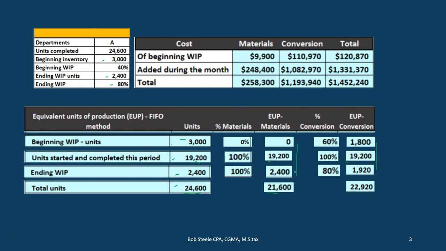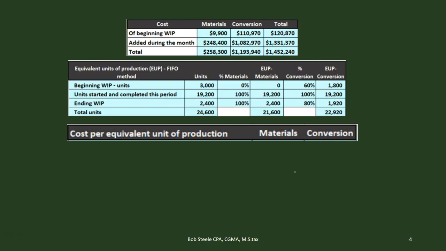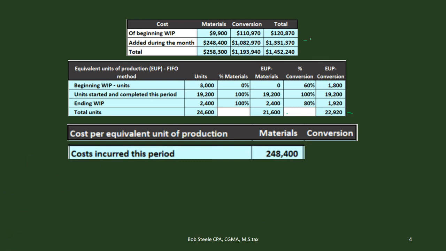All right, so now let's put these numbers to use. Next thing we're going to do is compare our equivalent units to the costs and come up with a cost per equivalent unit. This is a pretty easy calculation. We're just going to take the cost incurred for the period. And notice it's important to take the right number here. We're taking the costs during the month, so that's going to be the 248.4, not the total here, because we're not taking into account the beginning information that was accounted for last month.